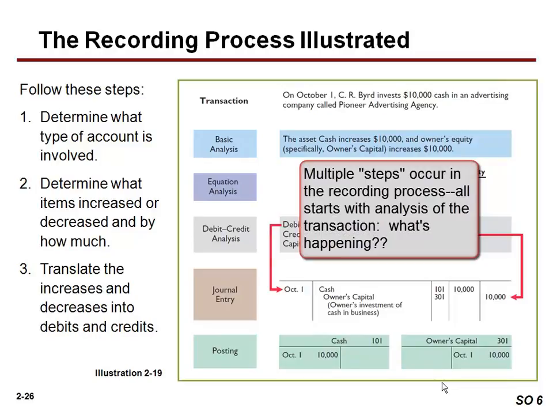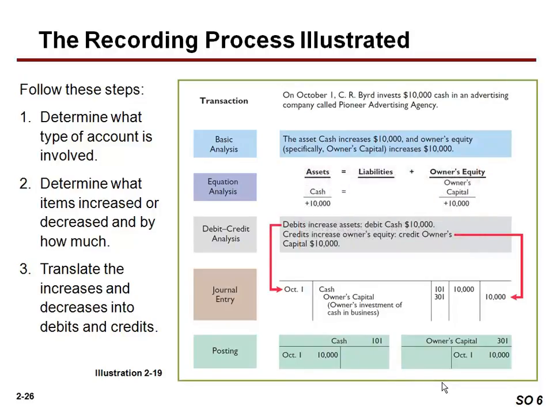Okay, illustrating the recording process, that is the journal recording process and the subsequent transfer into the ledger. On October 1st, C.R. Bird, the owner, invests $10,000 cash in his company called Pioneer Advertising Agency. First of all, we analyze what's occurring here. Cash is increasing, and the owner's equity or net worth category is increasing by $10,000. So in our equation analysis, out of our Chapter 1 format, we would increase cash plus $10,000. On the other side of the equation, increase owner's equity in the owner's capital account $10,000.